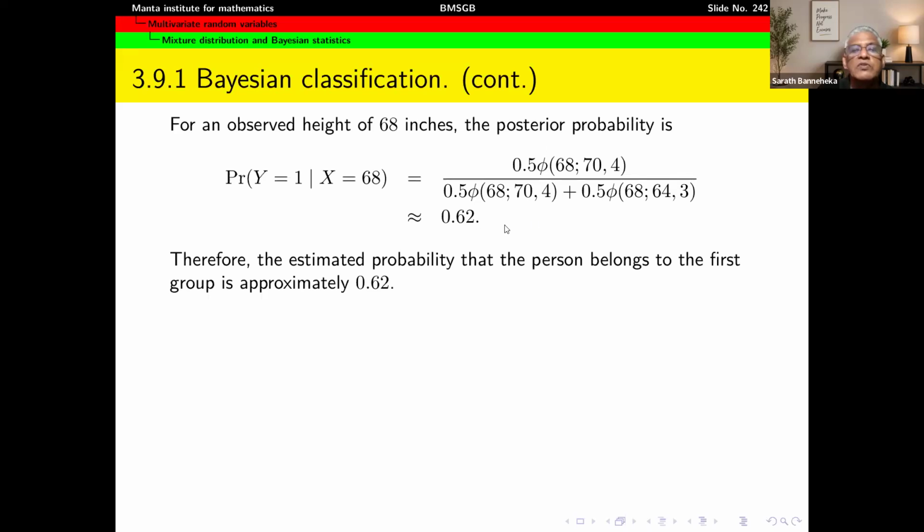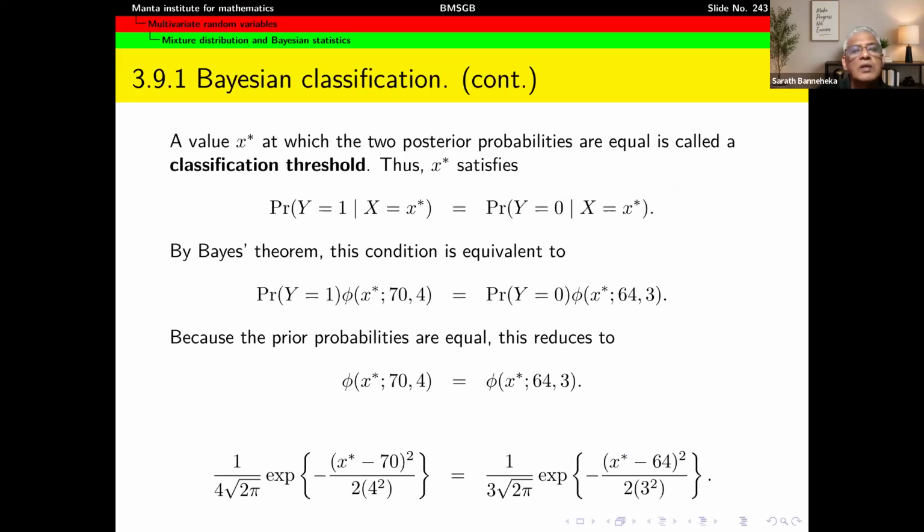So when you simplify this, you get 0.62. So therefore, the estimated probability that the person belongs to the first group, that is a men's group, is approximately 0.62. So therefore, the probability that the person is a female is then 1 minus 0.62, that is 0.38. So anyway, the prediction is actually, because this is the larger probability, we will predict that the person is a man. Right. Now, that is the answer to part one, right?